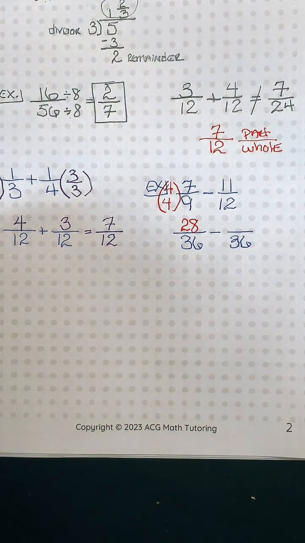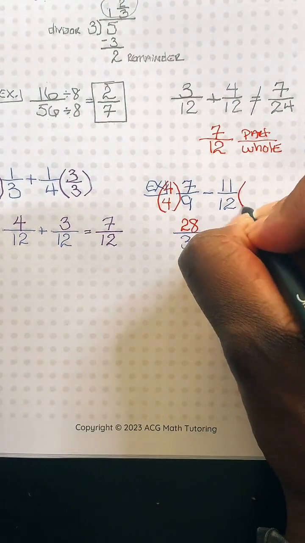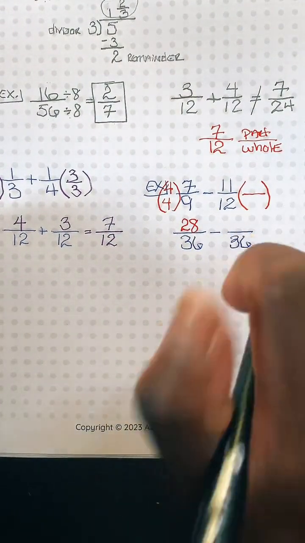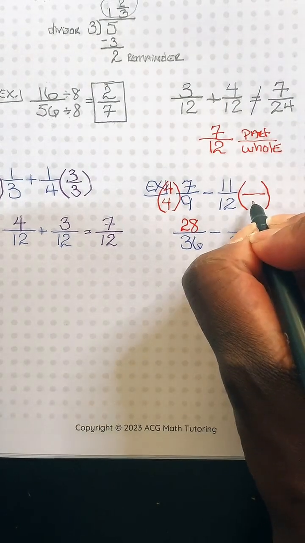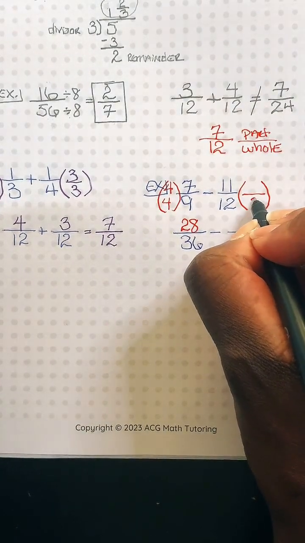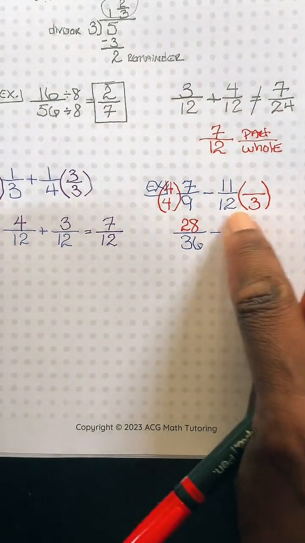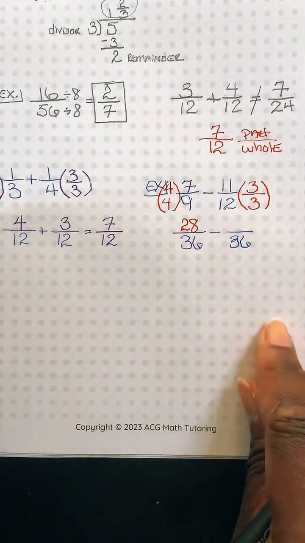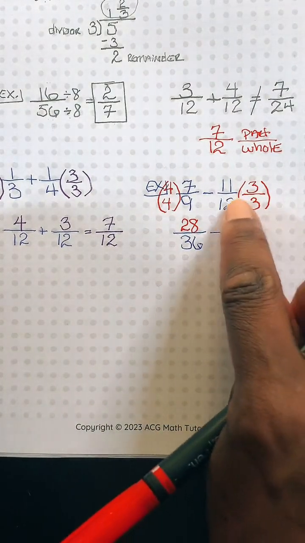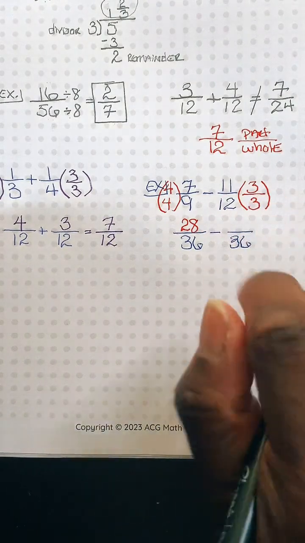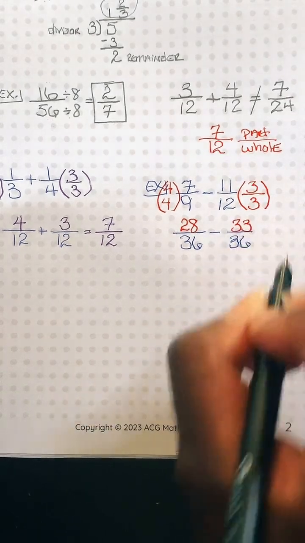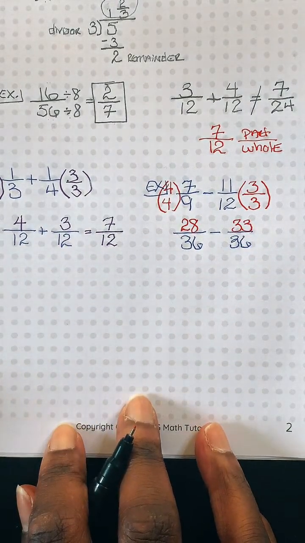Okay, we're back. All right, so now we need to multiply this side. 12 times what will give me 36? You know, I have these slight heart attacks once in a while. So if I multiply my denominator by 3, that means I got to multiply the numerator by 3. So 11 times 3, my new numerator will be 33.